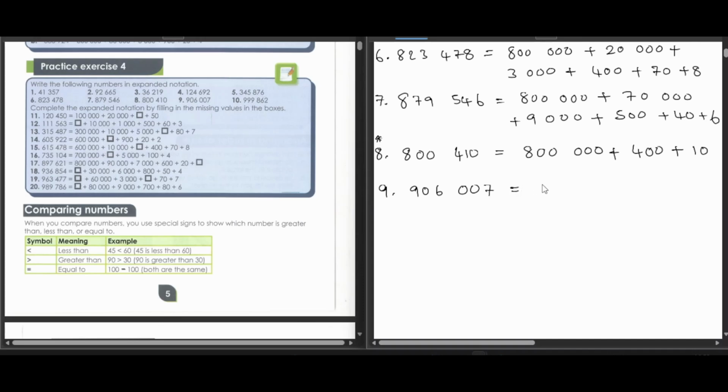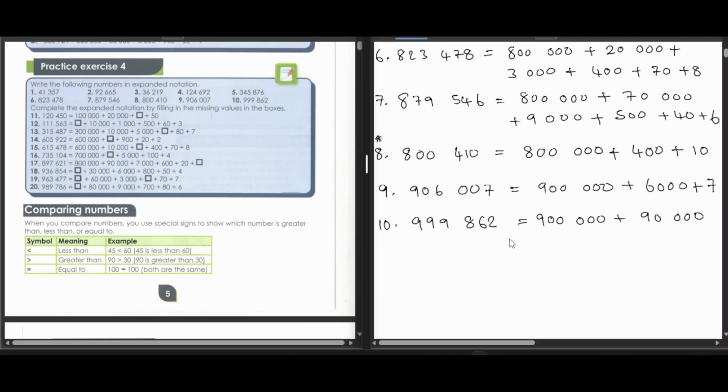906,007 will just be 900,000. We skip the 0 and go to plus 6,000. We skip these two zeros and then plus 7, like that. Then lastly, number 10, 999,862 is equal to 900,000 plus 90,000 plus 9,000 plus 800 plus 60 plus 2, like that.